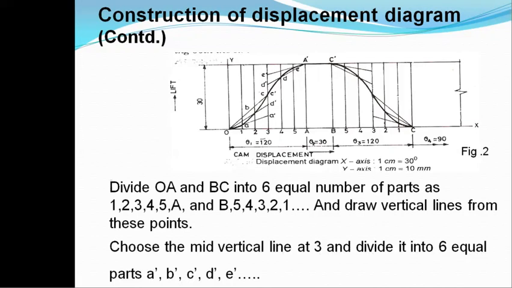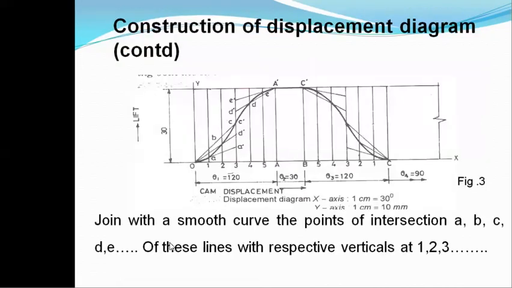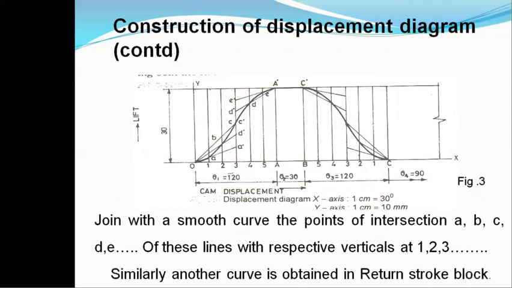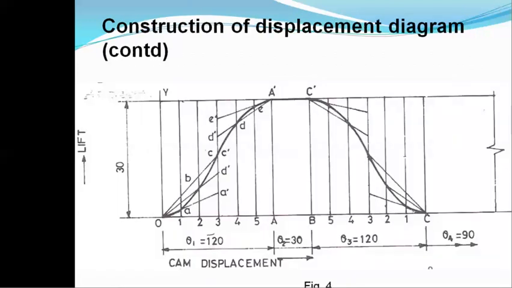Similarly for the return stroke also. Join O A dash, O B dash, O C dash, etc., and similarly A dash C dash, A dash D dash, A dash E dash, etc. Join with a smooth curve the points of intersection, that is A, B, C, D, E, etc., of these lines with respect to the vertical lines 1, 2, 3, etc. Similarly another curve is obtained in the return stroke also, and complete the displacement diagram.